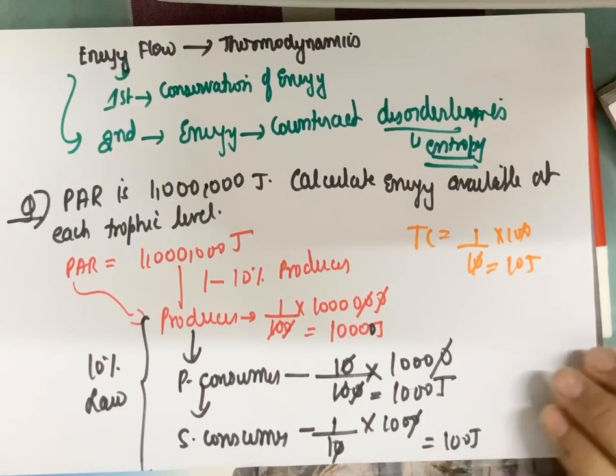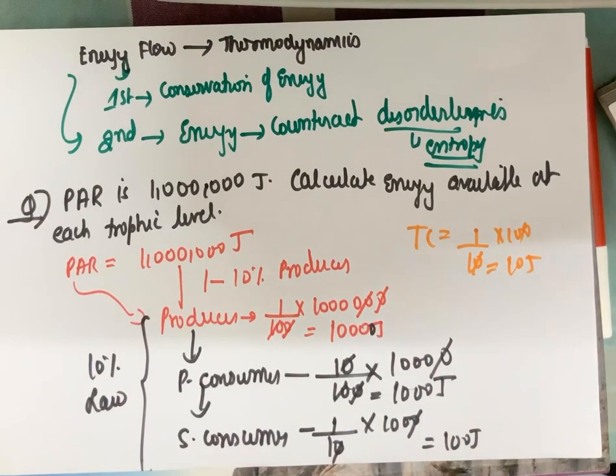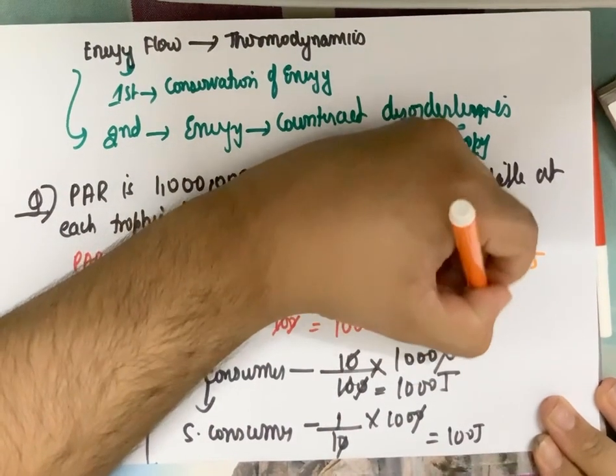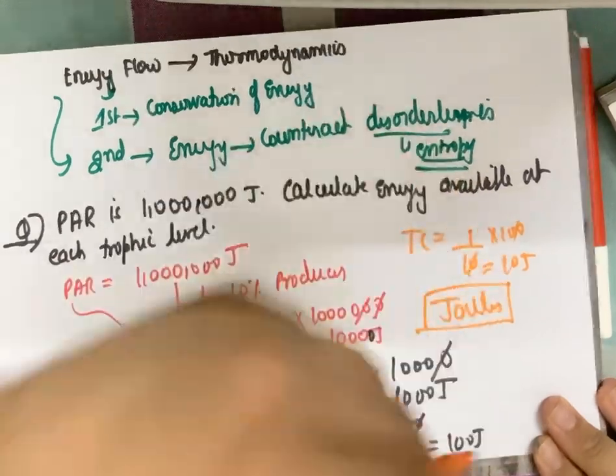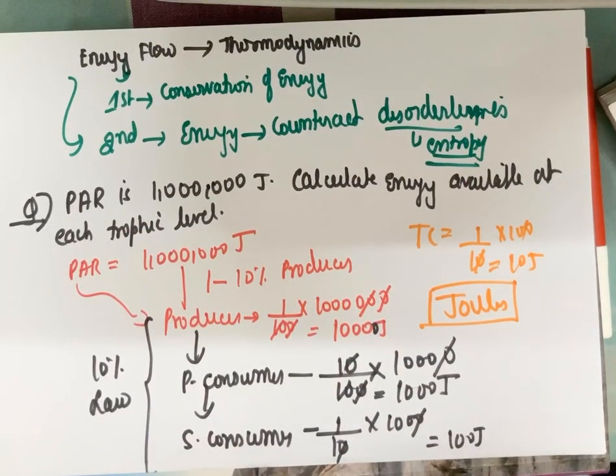Fine. So this was about your energy flow, and an important and a basic numerical on this. Calculations can be varied with other values as well, depending on your percentage calculation. Always report your answer in joules, which is the standard unit of energy. So you have to report your answer in joules always. Don't forget it. You have marks for this.